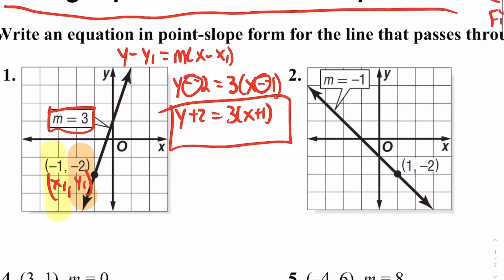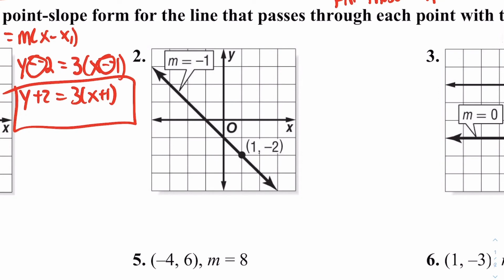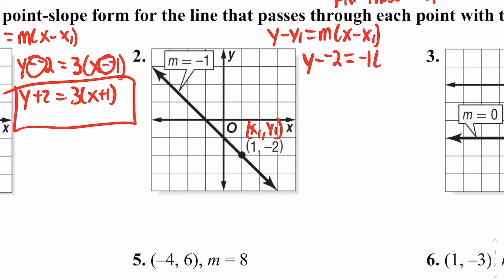That one took some extra time, so let's make it a little bit faster. Y minus y1 equals m times x minus x1. We're going to fill in the slope and x1, y1. Here's x1, y1, and there's the slope. So we have y minus negative 2. The first minus sign came from the formula. The second minus sign came from the y1. That's equal to the slope. The slope is negative 1. And then we have x minus x1, and x1 is the number 1.